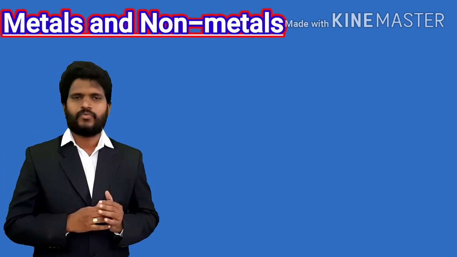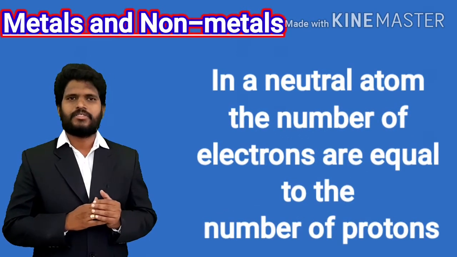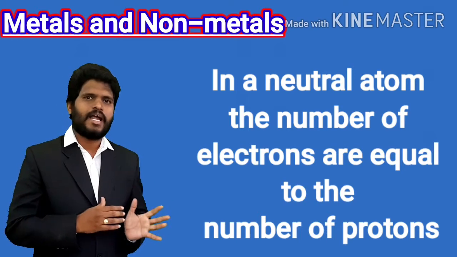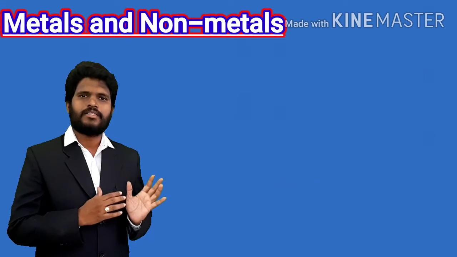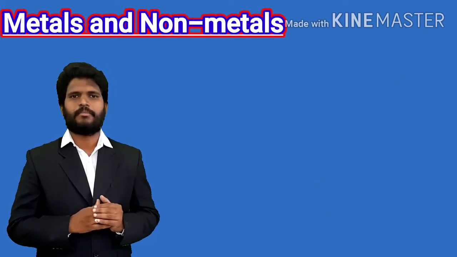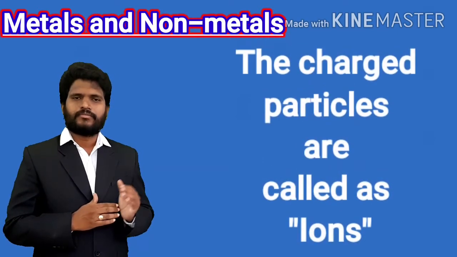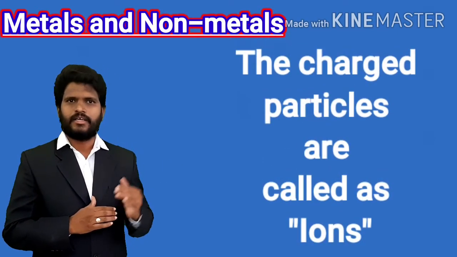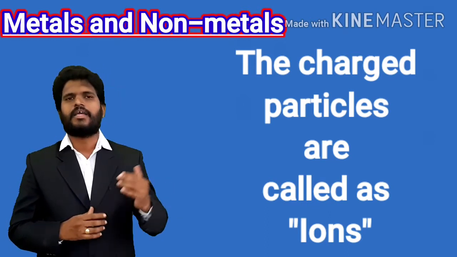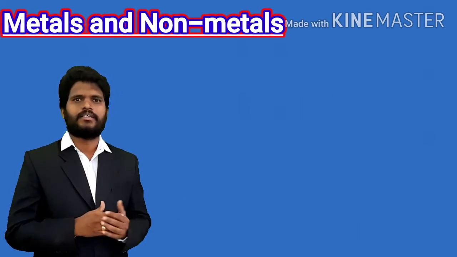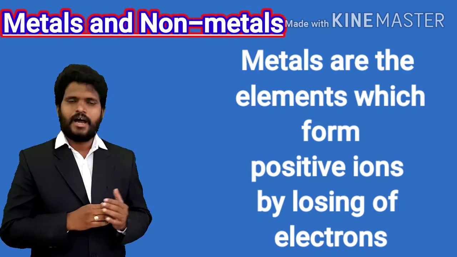Next, we discussed that an atom is said to be neutral. In any neutral atom, the number of electrons is always equal to the number of protons, right? If electrons are decreased or increased, that means losing or gaining of electrons has occurred, then that is called an ion.